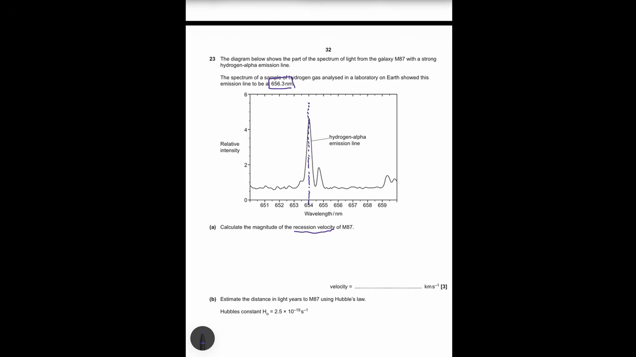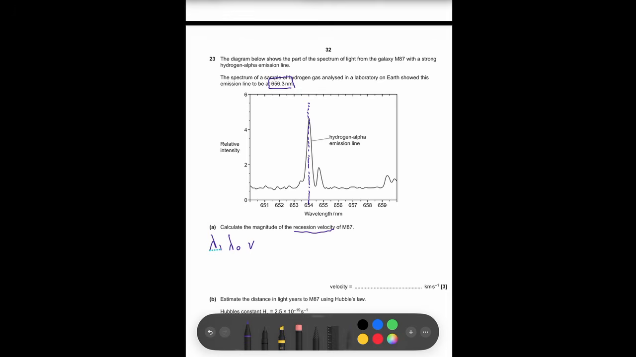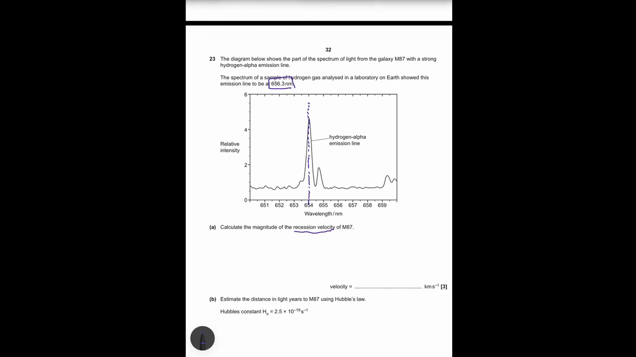I've got something about recession velocity. Is this leading me towards anything? I've got something about a wavelength, an original wavelength and a new wavelength, and something to do with the velocity. Oh yeah, this has reminded me that the formula I've got to be using is the change in wavelength over wavelength is equal to velocity over the wave speed. So I can just write that formula down.